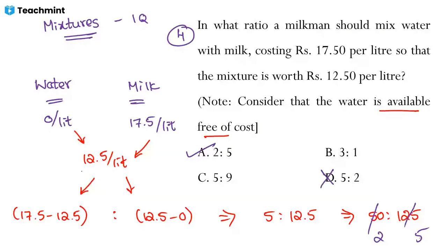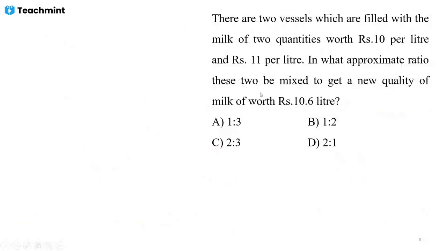It's very simple. The mixture value is close to milk, 17.5, so we should take more from that. That's why the second ratio is the right one. 3 is to 1 is wrong, 5 is to 2 is wrong. That is a blunder mistake. 12.5 is close to milk, which means I have to take more from milk compared to water. Now, one more question from a previous CoCubes paper is this.